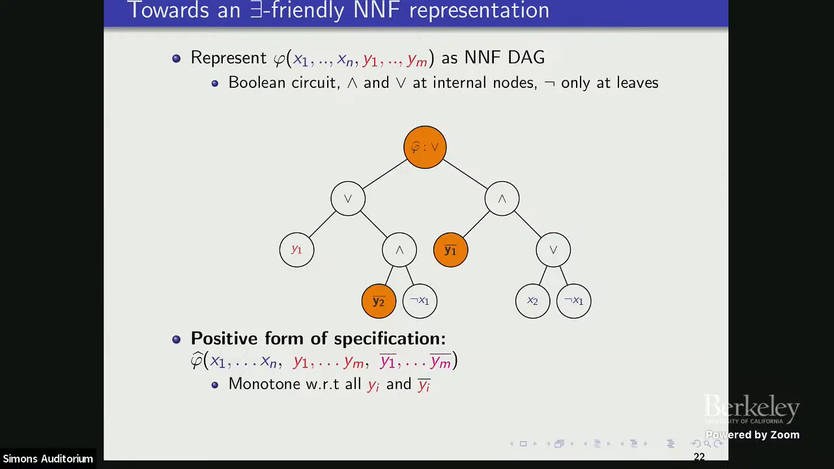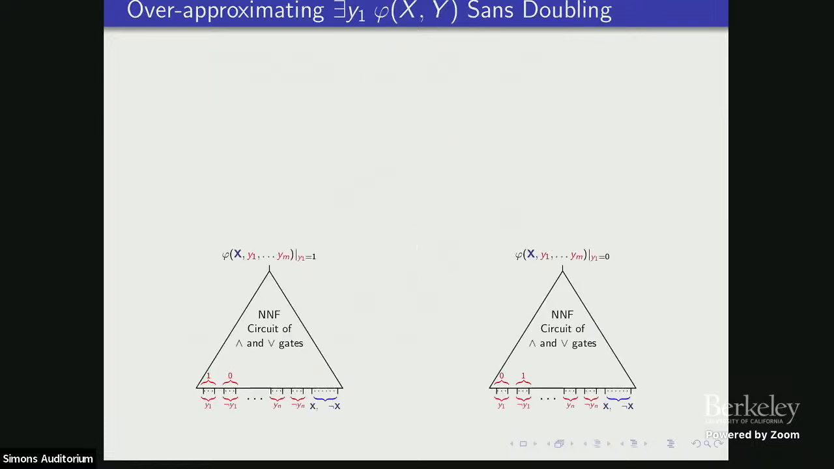So why are we talking about this? Because these circuits have certain interesting properties. First of all, for example, they're monotone with respect to all the yi's and yi bars, right? Because it's NNF, so there are no negations inside. And I've just removed the negations from here. And we're going to use this monotonicity in what I'm going to show just now.